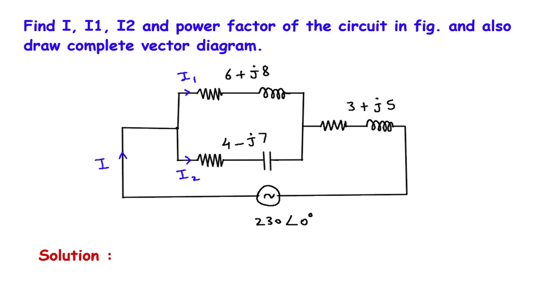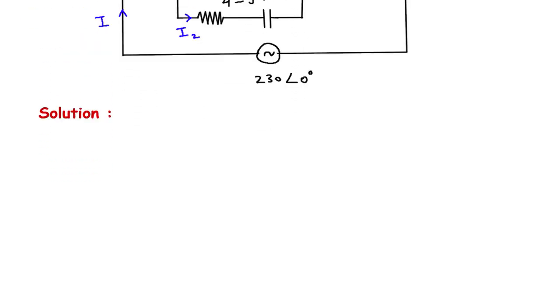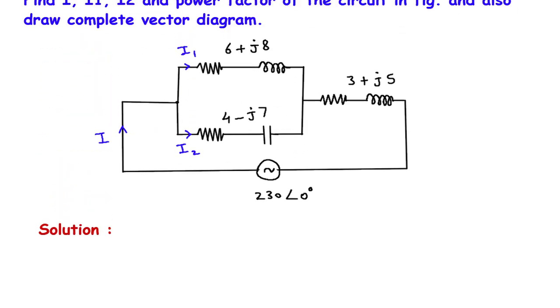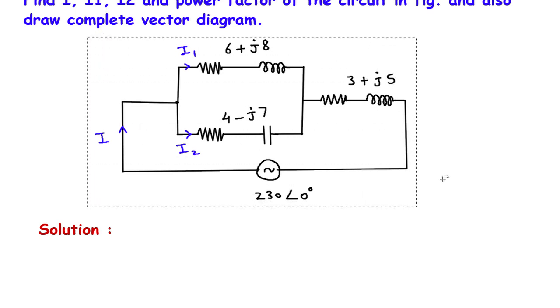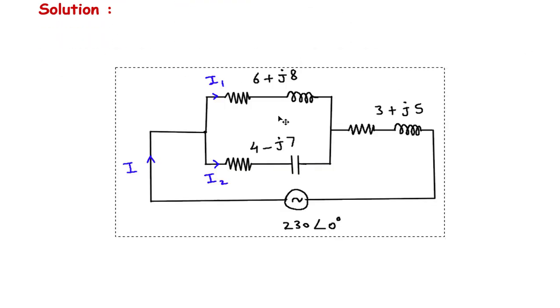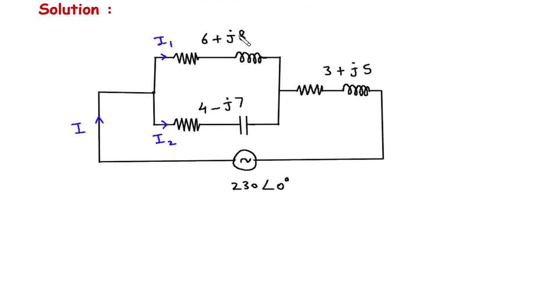Solution. First of all, we will redraw the circuit. Now here we can see, let's say this is Z1, this is Z2 and this is Z3. This is impedance Z1, this is impedance Z2 and this is impedance Z3. Now first of all we will find total impedance.